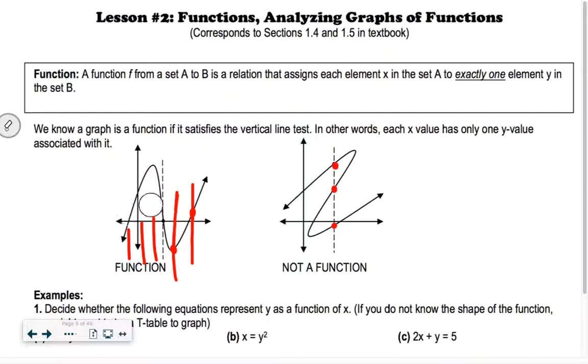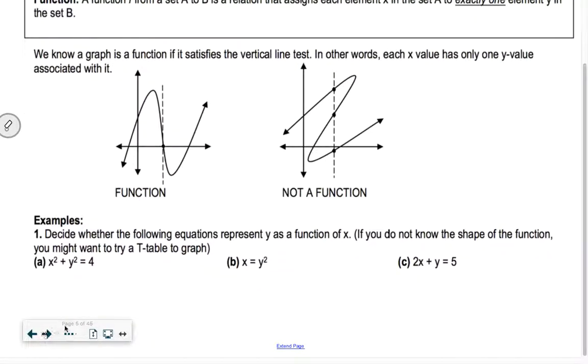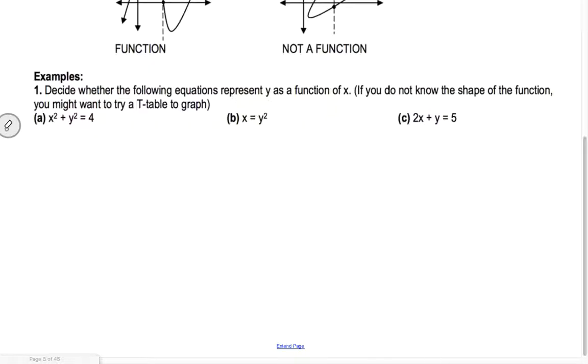It says decide whether the following equations represent y as a function of x. If you don't know the shape of a function, try to sketch a graph using a t-table. The first one is x squared plus y squared equals 4. After taking geometry and algebra 2, you should know the shape of this graph. It's a circle, not a parabola, because both x and y are squared. It is a circle with a radius of 2 and a center of 0, 0.